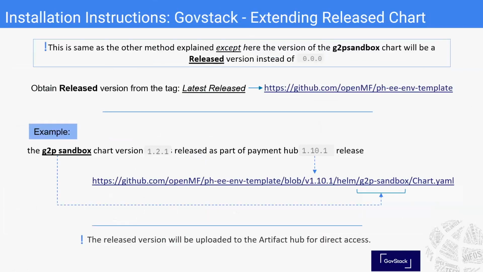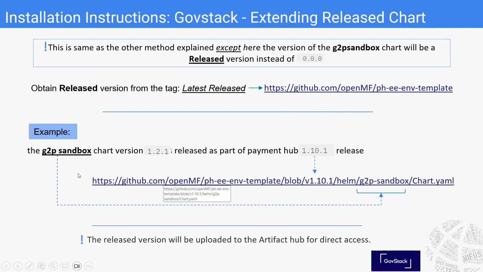Then finally, we have another option. This is the same as the other method, except here the version for the G2P sandbox chart will be a released version instead of 0.0.0. So this is the third option that we were talking about. Previously, we were just talking about reusing the unreleased version. Now, if there is already a released version, then it could also be used. It could be extended to upgrade as per requirement.